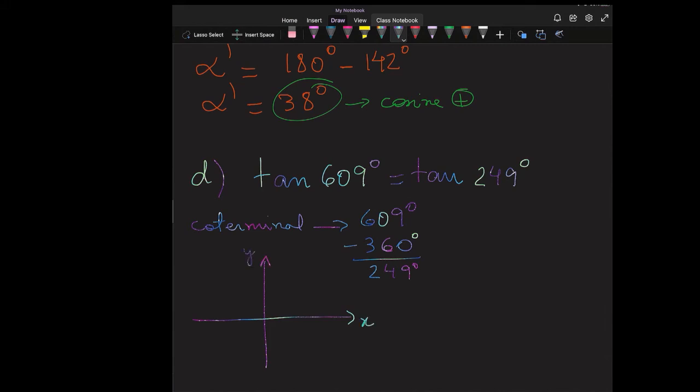So 609 is the full 360 plus 249. So 249 is going to fall somewhere in the third quadrant, right? Because 249 is between 180 and 270. So let me write the quadrantal angles. So again, this is 0 degrees. This is 90 degrees here. This is 180.